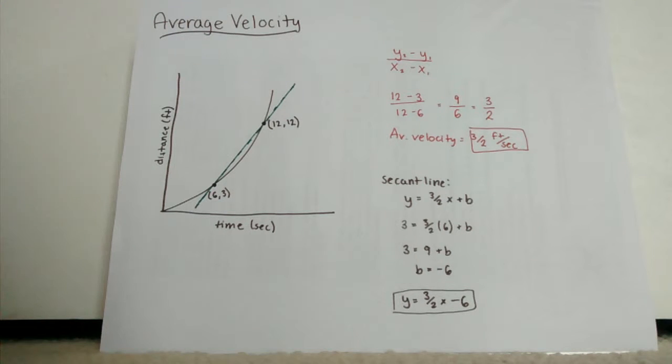So to find the equation of the secant line, we can just plug in 3 over 2 for m in y equals mx plus b and get y equals 3 over 2x plus b, and then plug in the first point and get 3 equals 3 over 2 times 6 plus b, which is 3 equals 9 plus b, and b equals negative 6. So the equation of the secant line is y equals 3 over 2x minus 6.